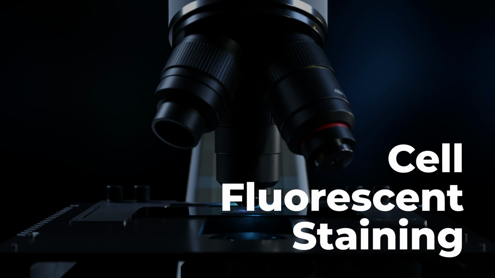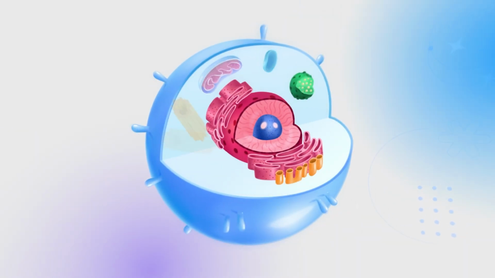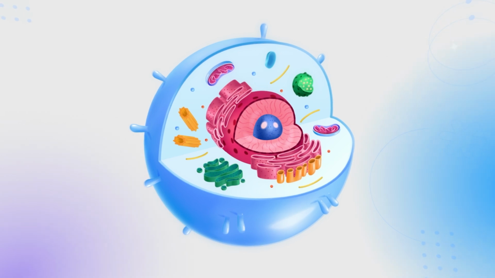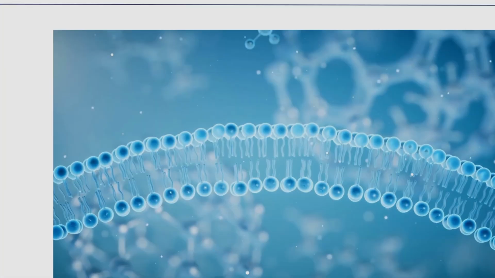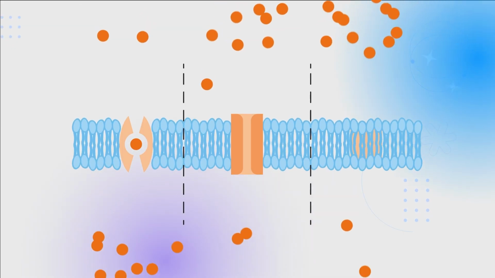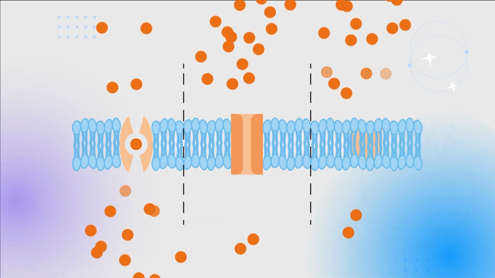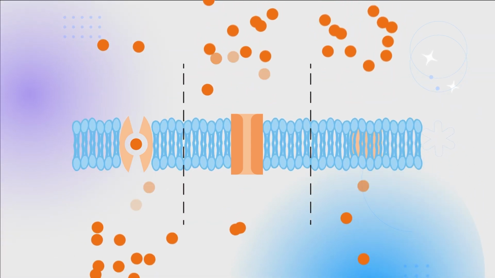Cell fluorescent staining. Fluorescent staining techniques are essential tools for studying cellular structure and function for various cellular components. First, let's check out cell membrane staining. The cell membrane acts as a barrier between the cell and its environment, regulating material exchange and signal transmission.